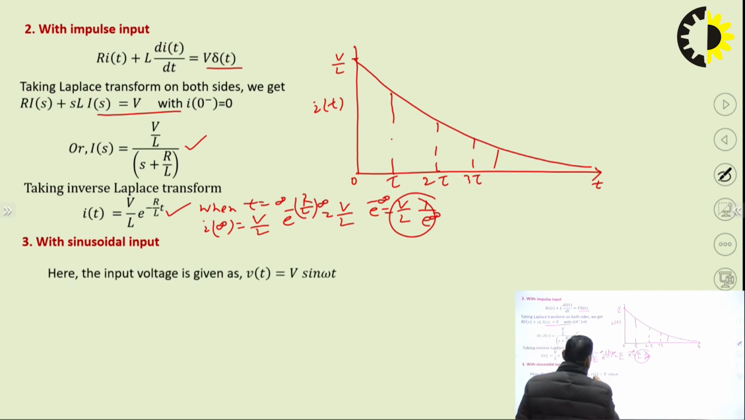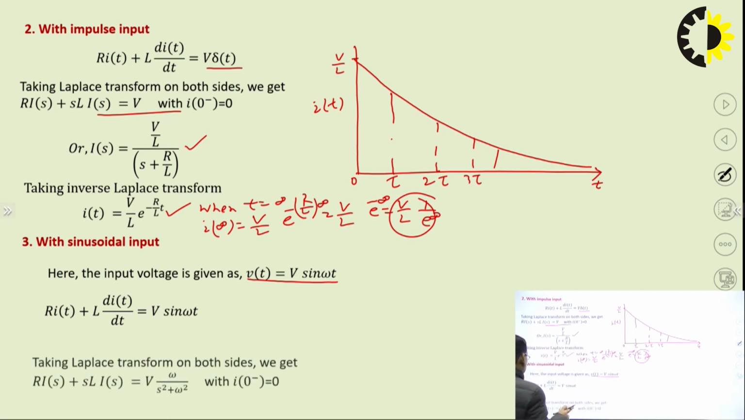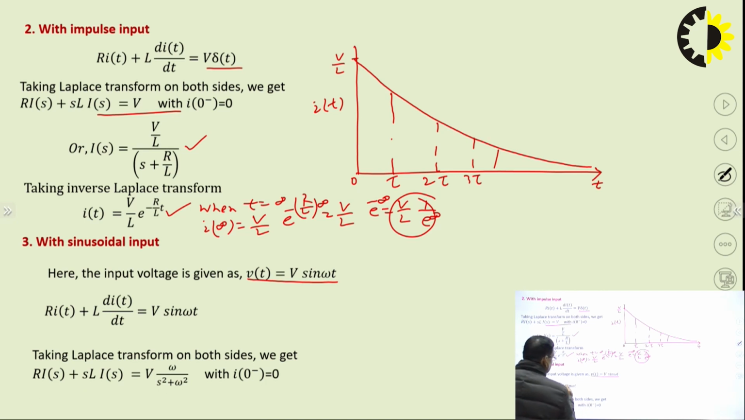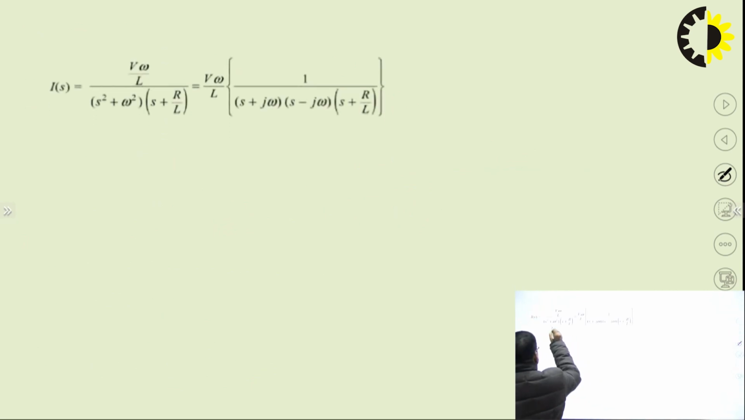So, the expression for v(t) is V sin omega t. In place of v(t) we write V sin omega t, write the expression and take the Laplace transform. The Laplace transform of sin omega t will be this one. We have also seen that the current through the inductor is 0, so the initial current is 0. So, write the expression for I(s). This is the expression for I(s).